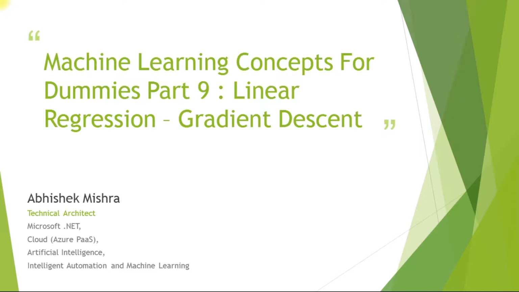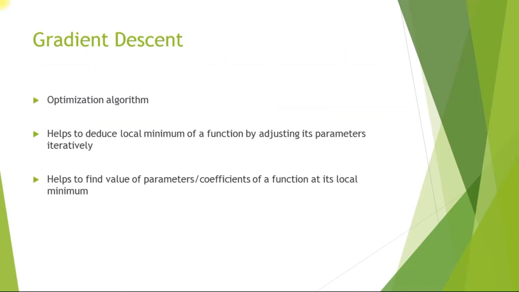And today we will see the next in the series for machine learning concepts for dummies, where we will see a new concept called gradient descent in the context of linear regression. Before we get into this, I would strongly recommend you go back and have a look at the previous 8 videos for this series to make more out of this video. Gradient descent is a very important concept when we are dealing with machine learning models. So let's get started.